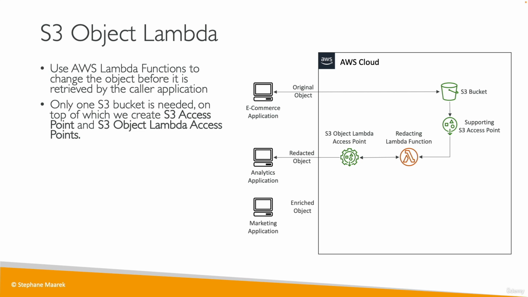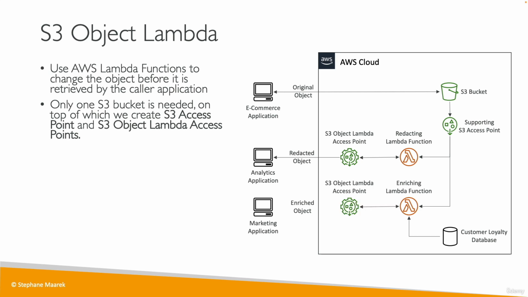Now, a marketing application may want to have access to an enriched object, and they have a customer loyalty database to enhance the data. So instead of, again, creating a new S3 bucket and creating all the objects with all the enriched data, what we can do is, again, use a Lambda function. So another piece of code, and this one will enrich the data by looking it up from the customer loyalty database. And therefore, we can also create an Object Lambda access point on top of it.